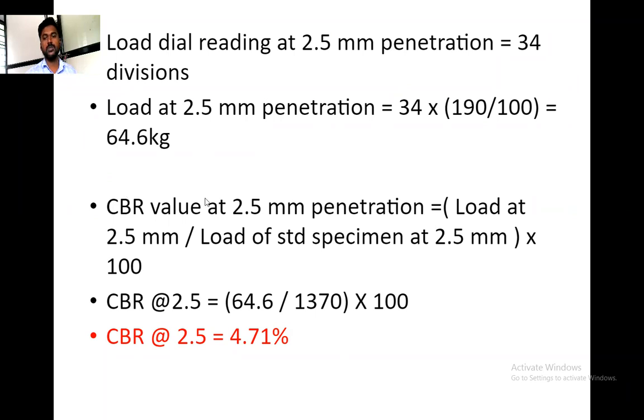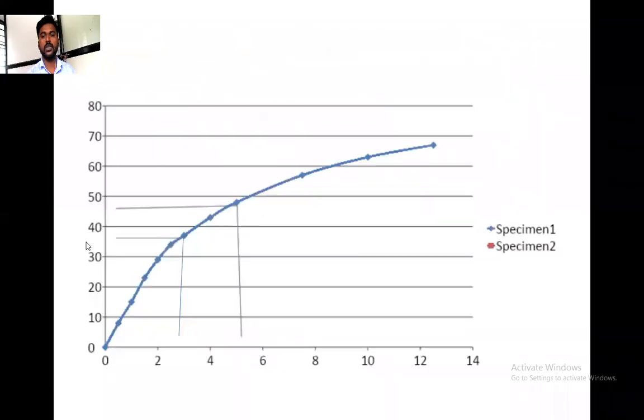And the CBR value, how can we calculate it? The load at 2.5 mm divided by the load of the standard specimen at 2.5 mm penetration. That we need to calculate. So here we have the load for 2.5 mm as 64.6 kg. And what should be the standard load that we have written into the chart? What is the standard load value for 2.5 mm penetration?